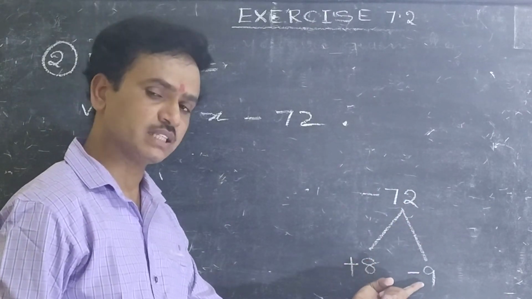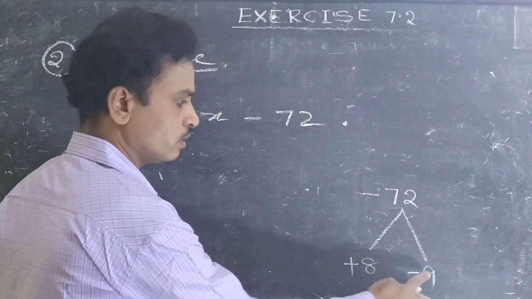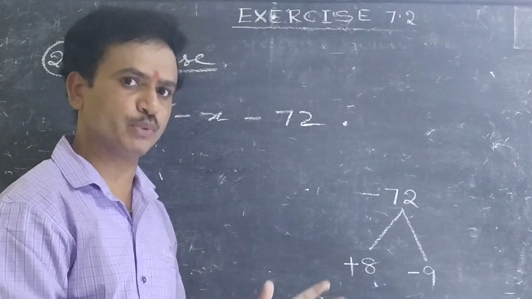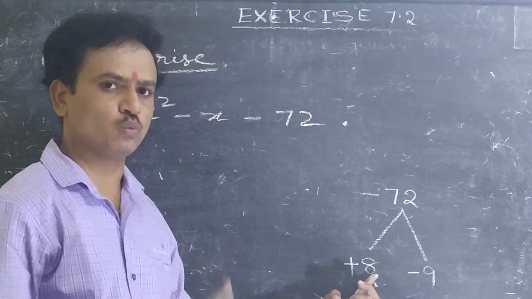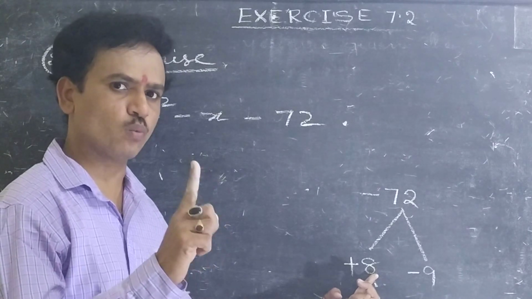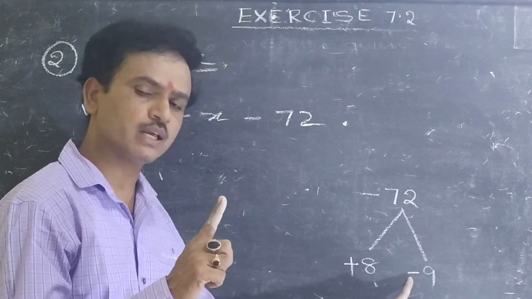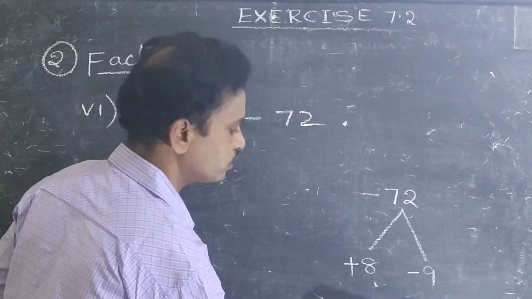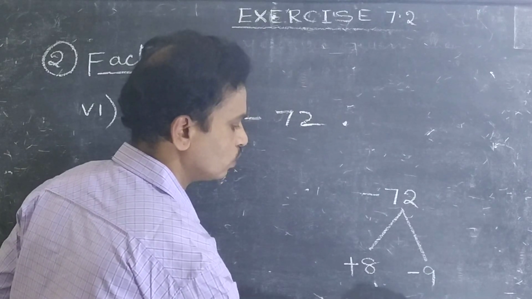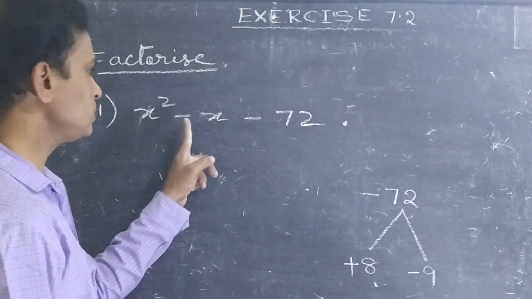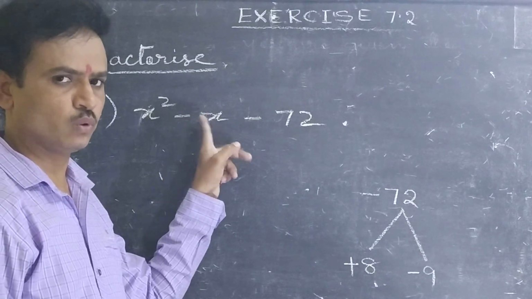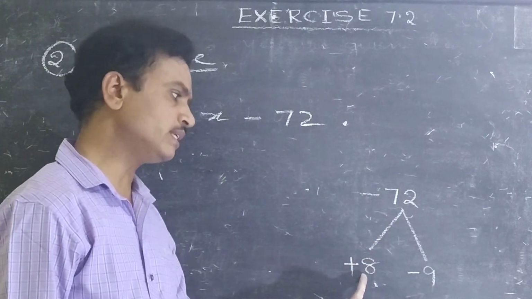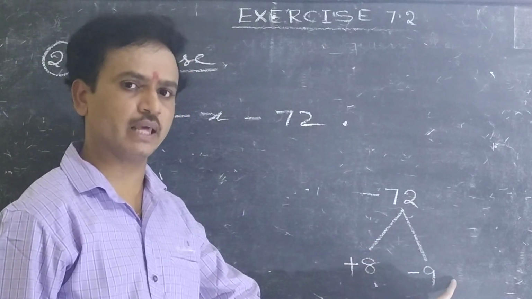Now plus 8 minus 9, what is the answer? Opposite signs mean we have to subtract, keep that in your mind. 9 minus 8 is 1. Now what is the biggest number's sign? Minus. So the answer is minus 1. So 8 minus 9 is equal to minus 1. Now this minus 1x can be written as plus 8x minus 9x.